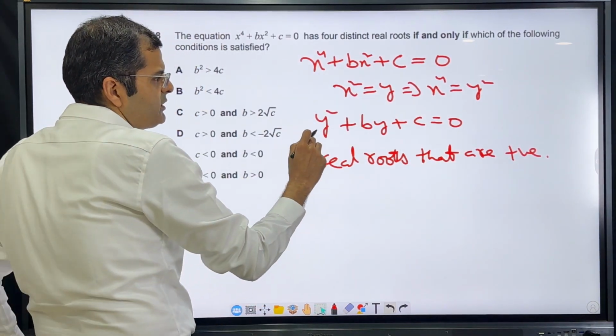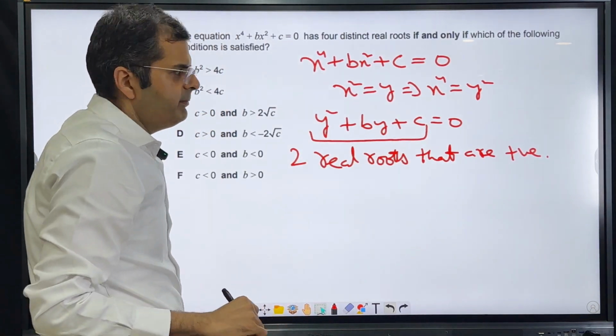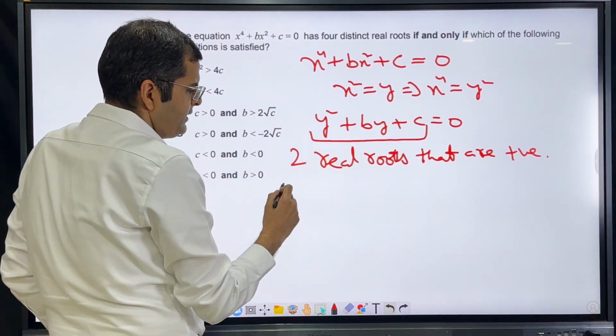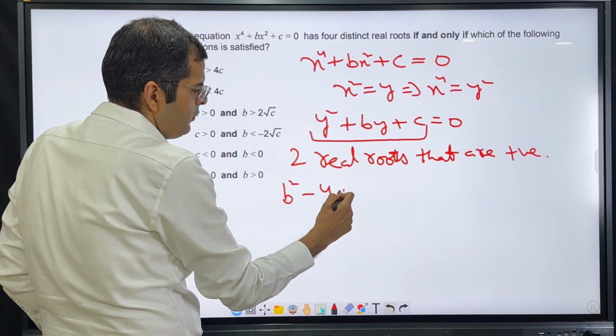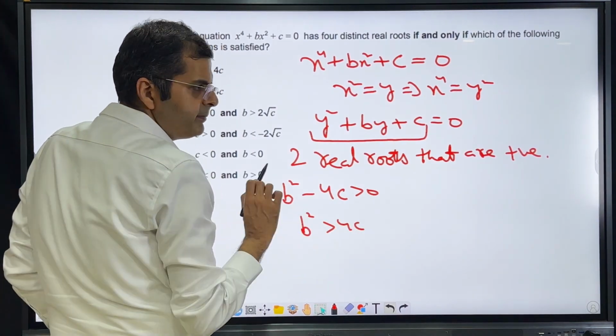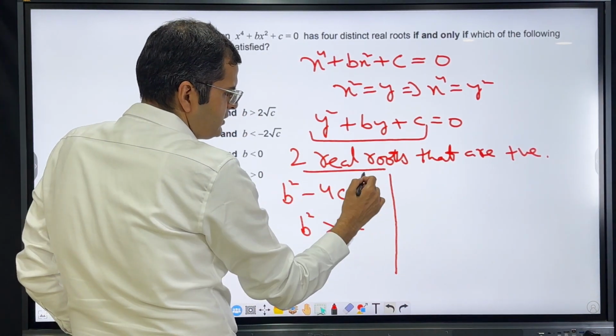First of all, if they have real roots, the discriminant of this quadratic y square plus by plus c has to be greater than 0. So the discriminant b square minus 4c is greater than 0, or I can say b square is greater than 4c. Now, this is for 2 real roots.